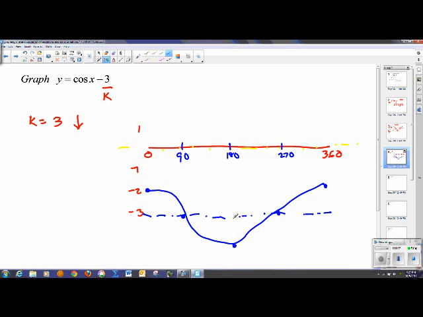Again, what I'm going to do is pick a point, and this happens to be the point 180 and -4, and I'm going to see if that point checks out. So I have a cosine of 180 degrees, and then I'm going to subtract 3 from that. Cosine of 180 degrees is -1 minus 3 equals -4. Checks out.